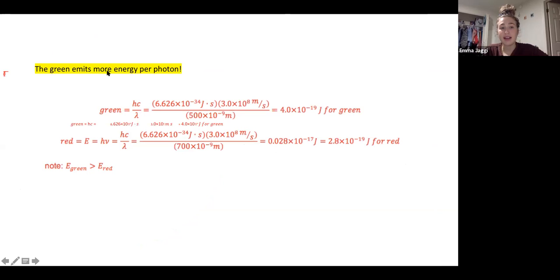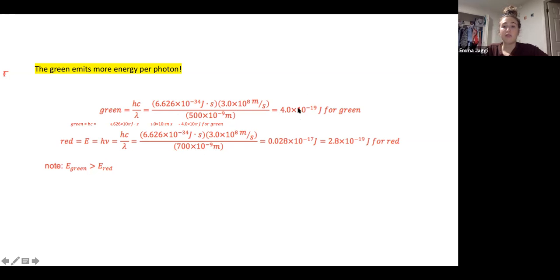The green laser emits more energy per photon, and here's the work. I won't stay on this for very long, but I would recommend pausing it so you can understand. Here is this equation right here, hc over wavelength, and then you plug those values in. And h is a constant, by the way, so is c. And then the wavelengths are different, so just watch out for that. You've got the same on the top, but you've got those different wavelengths of the green and the red on the bottom right here.